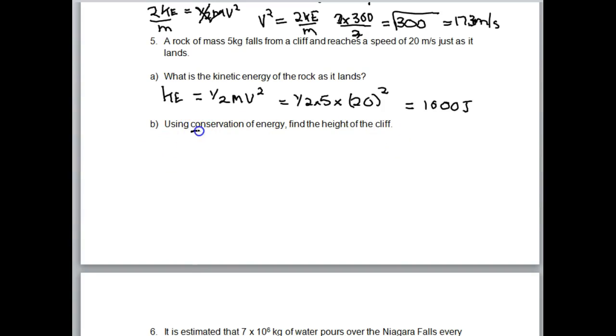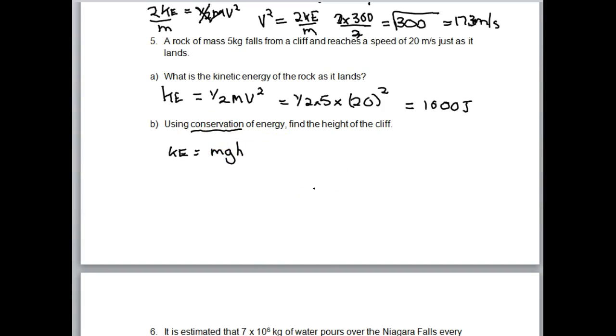The next bit, and this is a clue, is using conservation of energy to find the height of the cliff. In problems like this, conservation of energy means we assume the kinetic energy at the bottom is equal to the gravitational potential energy at the top of the cliff. We assume that no energy is lost due to friction or resistance or any other method. So you've shown there that you're using conservation of energy.